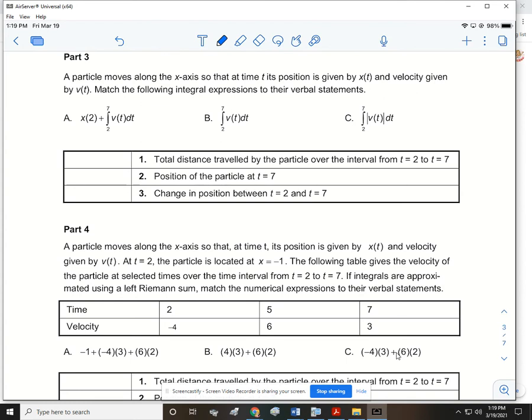All right, pause the video if you didn't have time. But total distance is going to be c, position is going to be a, and then the change in position is going to be b.